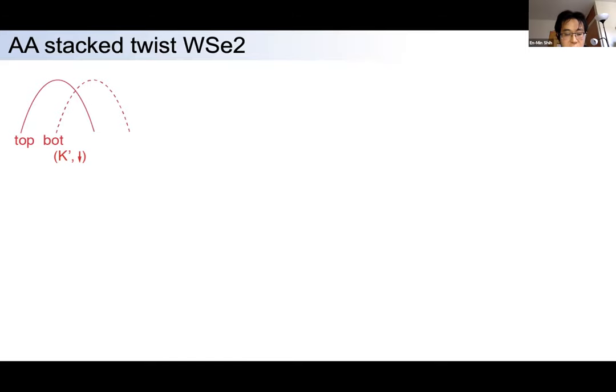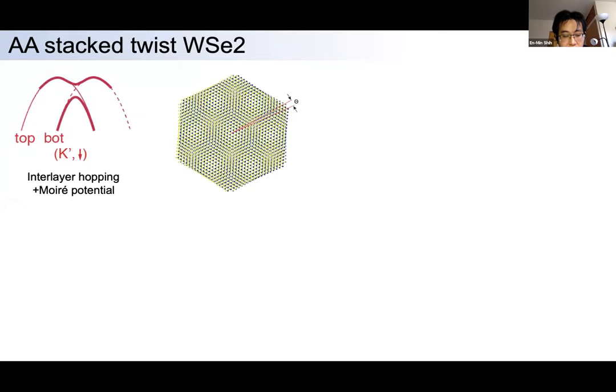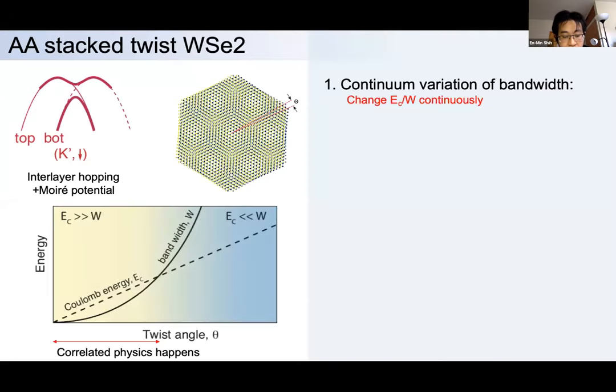Tungsten diselenide features a parabolic band with a large band gap. In transport, we only look at the valence band because tungsten diselenide is mostly p-type. When two layers stack together with A stacking, the interlayer hopping is strong, so the two bands hybridize with each other. With a small twist angle, the band is subjected to the moiré potential and will open a gap at the moiré Brillouin zone boundary.